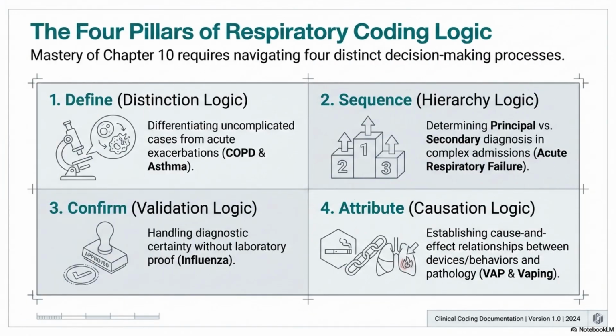So before we jump into the specifics, let's ground ourselves in the four big decision-making pillars for Chapter 10. First, we define what we're looking at. Is this uncomplicated, or is there an acute exacerbation? Then we sequence. What's principal, what's secondary? Next, we confirm, especially important for influenza. And finally, we attribute, meaning we establish cause and effect, like VAP or vaping injuries. These four steps guide every respiratory coding decision.